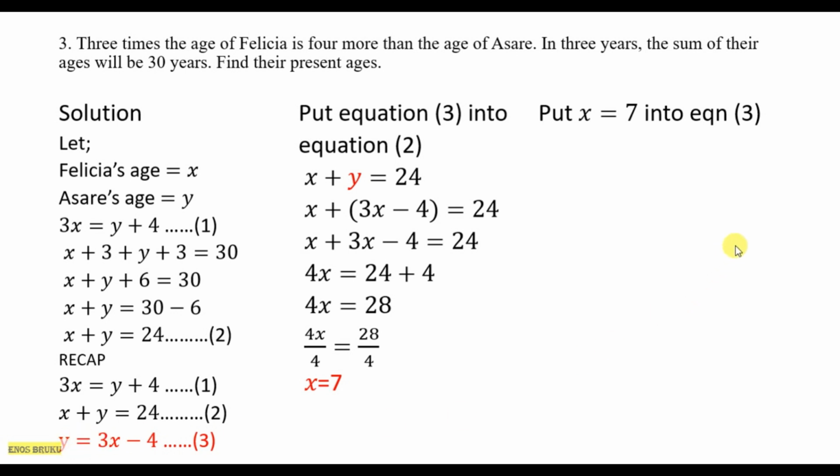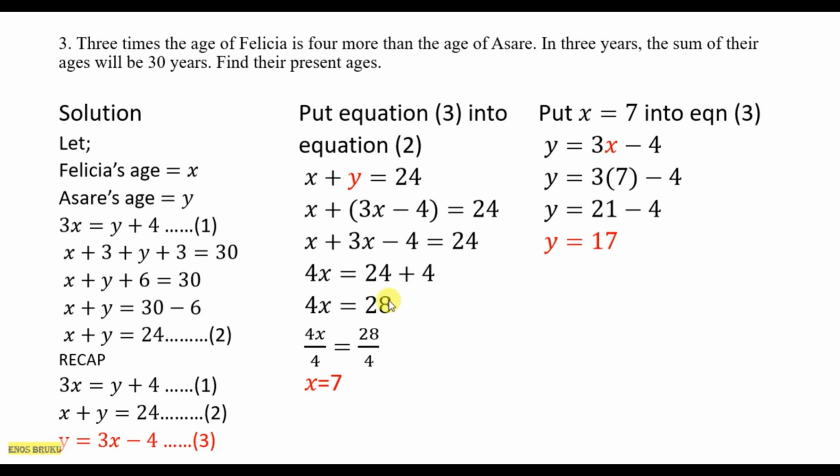So realize that our y is equal to 3x minus 4. So we replace this x by 7, and now we have 3 multiplying 7 minus 4. 3 times 7 will give us 21 minus 4, and therefore our y is equal to 17.